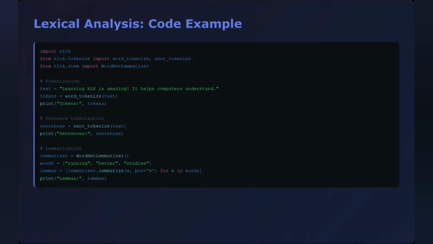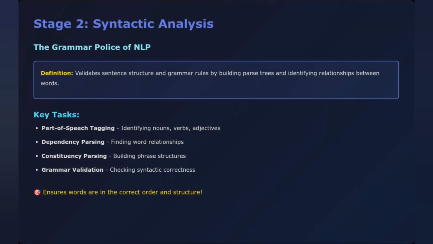But lexical analysis doesn't stop at tokenization. We also have lemmatization, converting words to their root form. Running becomes run. Better becomes good. This helps NLP systems understand that different forms of a word are essentially the same concept. Why does this matter? Well, imagine building a search engine. If someone searches for running shoes, you want to show results for run shoes and runner shoes too. Lemmatization makes that possible.